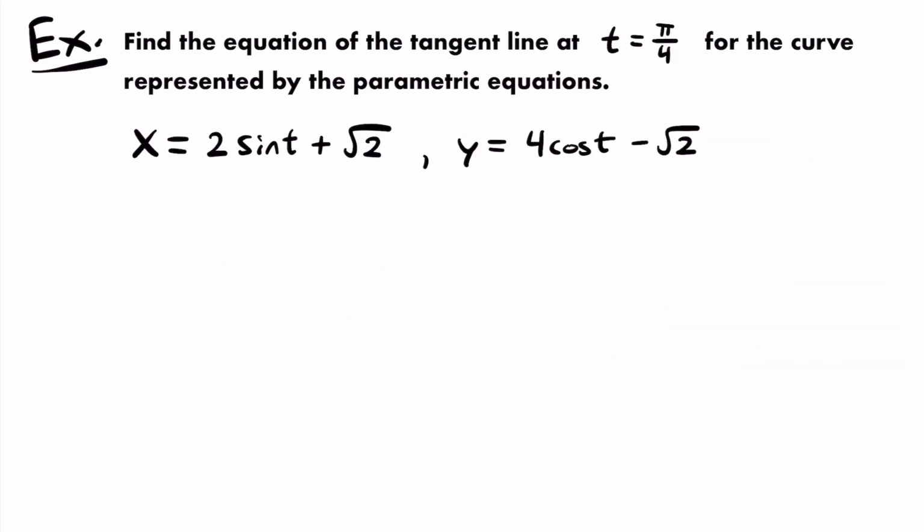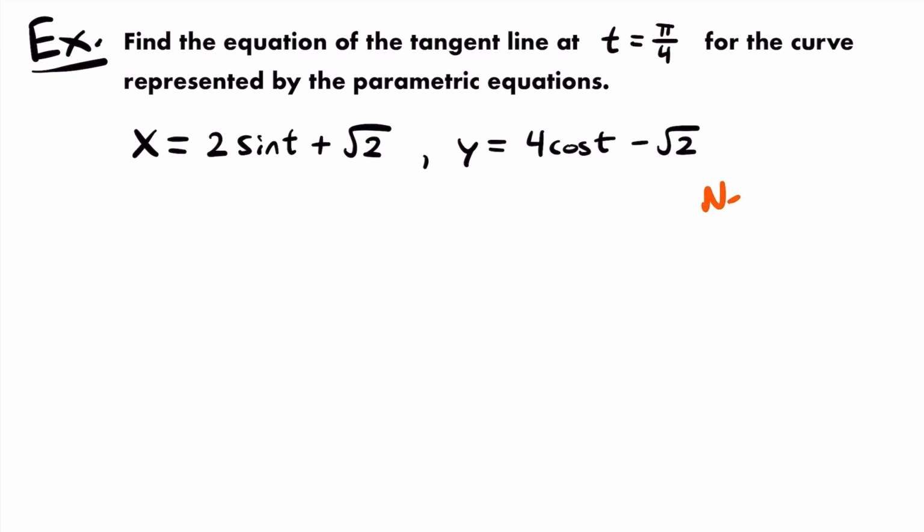So for our next example, we want to find the equation of the tangent line at t equals pi divided by 4 for the curve represented by the parametric equations. We have x equals 2 times sine t plus the square root of 2, and y equals 4 times cosine t minus the square root of 2. Just like with our last example, we want to find the equation of a tangent line at a particular value of t, so we need to find two things. We need to find the slope at that value of t, and we need to find the coordinate point that corresponds to that value of t.